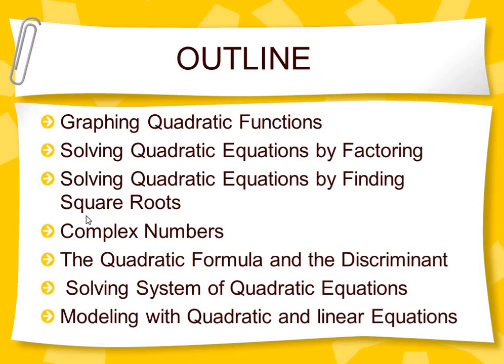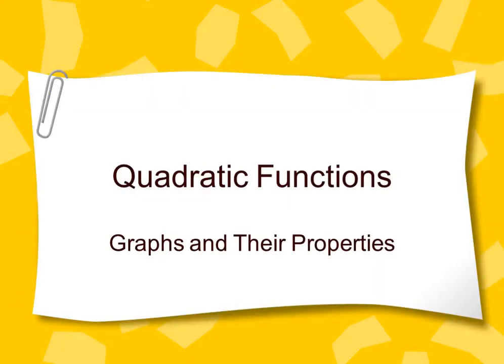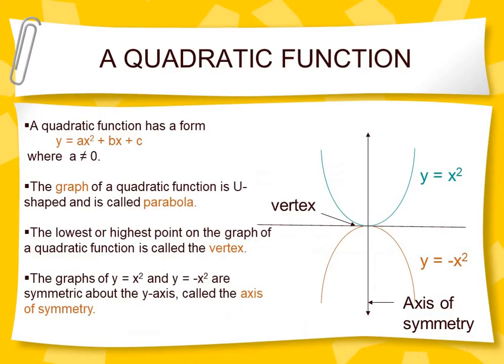Now, let's start with the first lesson from this chapter, which is quadratic function graphs and their properties. I just want you to remember with me when we spoke about polynomials in chapter 8, we said a quadratic polynomial is a polynomial that has a maximum degree of 2. So when the maximum degree exponent is 2, we are talking about a quadratic polynomial.